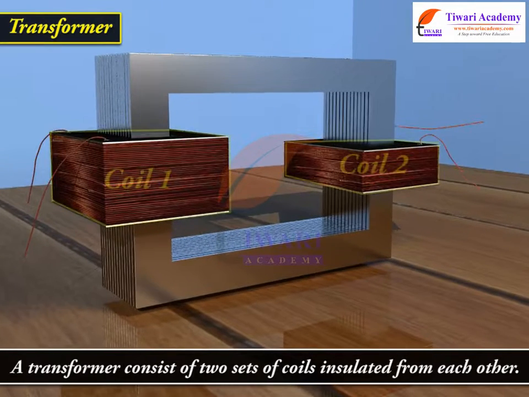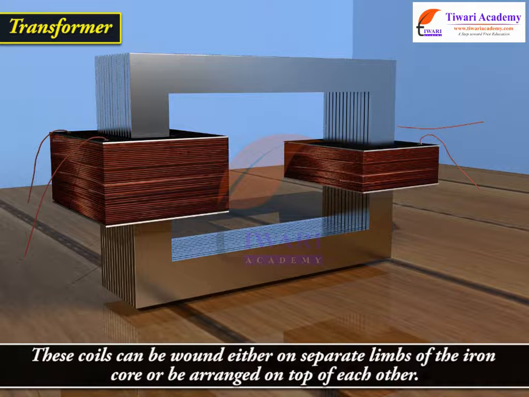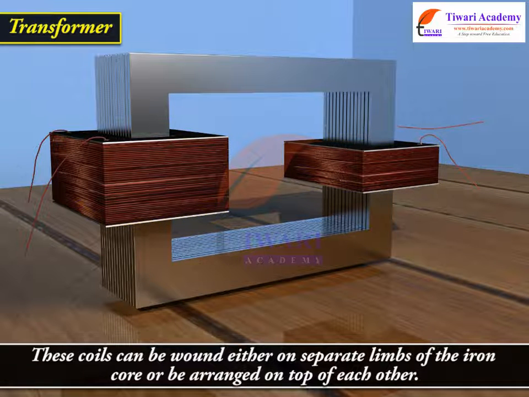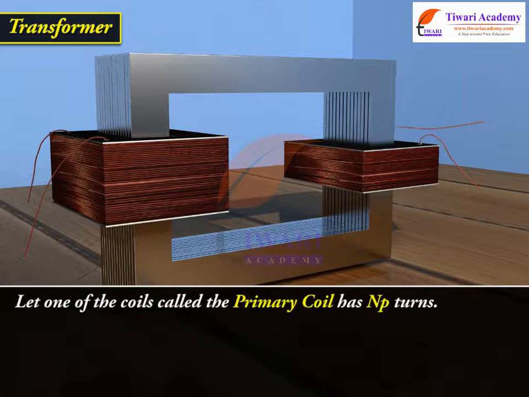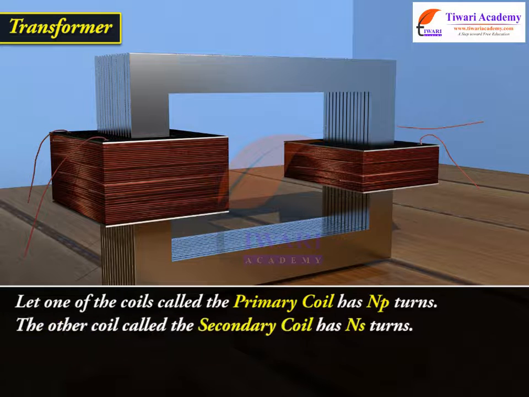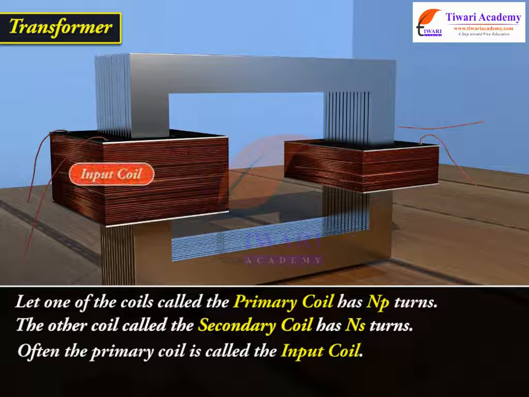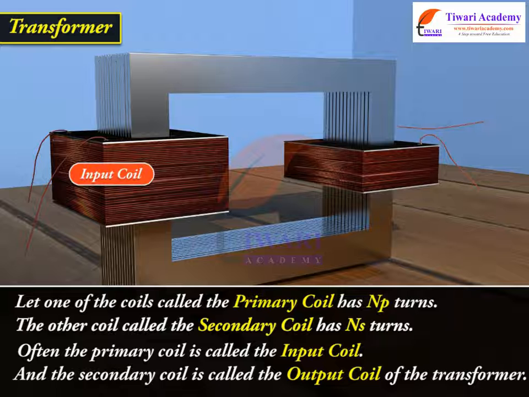A transformer consists of two sets of coils insulated from each other. These coils can be wound either on separate limbs of the iron core or be arranged on top of each other. Let one of the coils, called the primary coil, have Np turns. The other coil, called the secondary coil, has Ns turns. Often the primary coil is called the input coil and the secondary coil is called the output coil of the transformer.